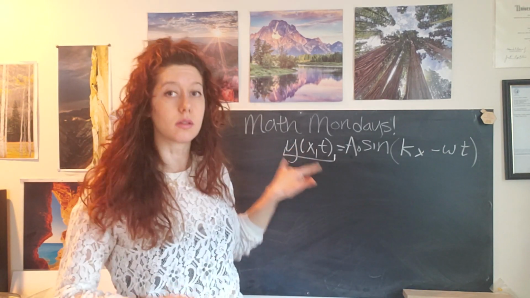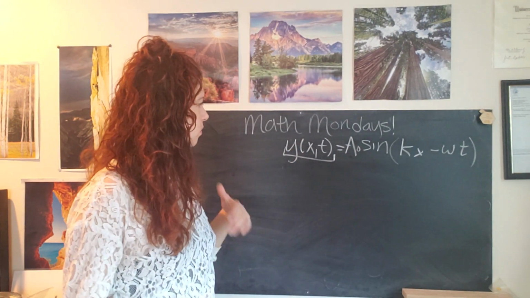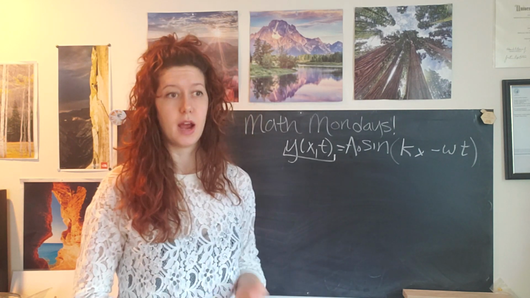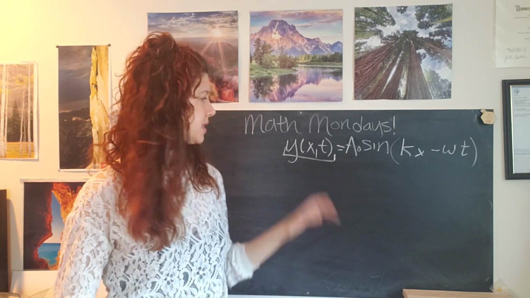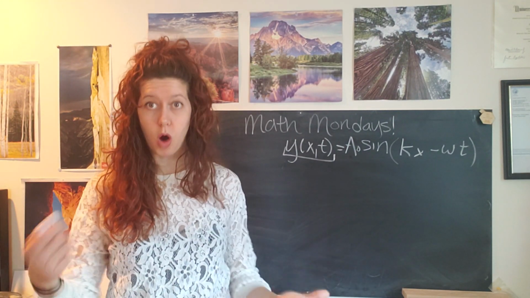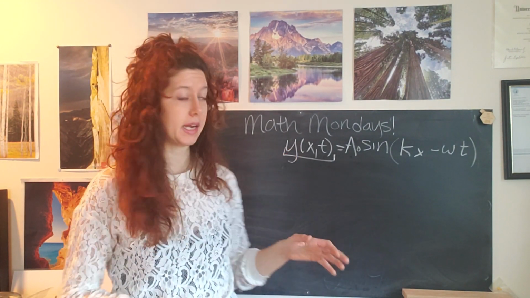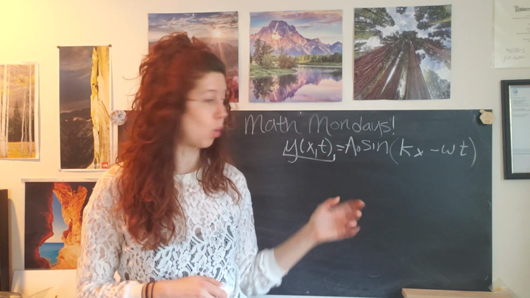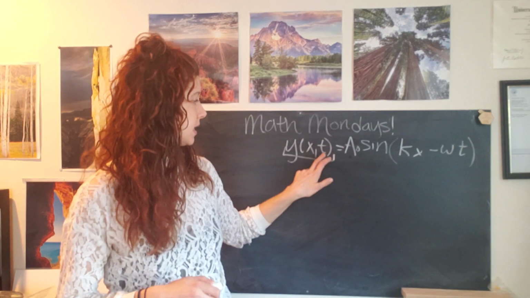So let's focus on the left side of the equation first. So basically, if you ask what is y, that's a great question. But the first thing that we would have to determine is what type of wave are we talking about? If we're talking about a water wave, then y would be the height of the wave at a given point in space and in time.